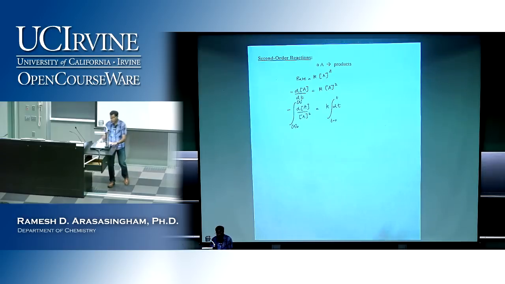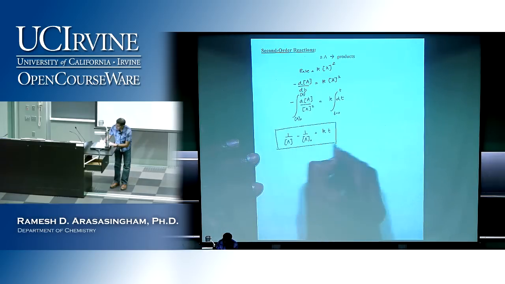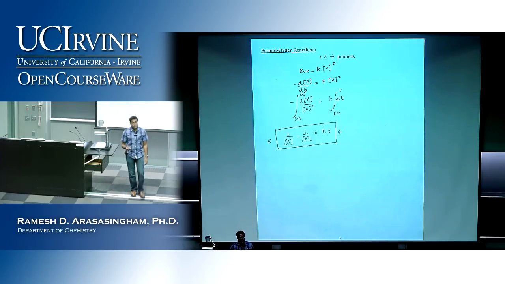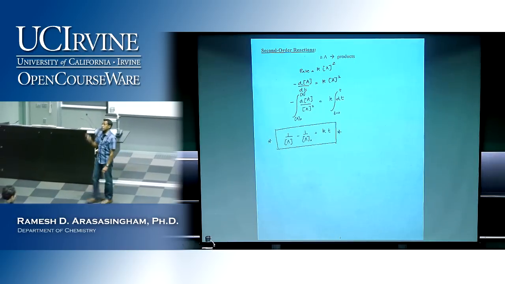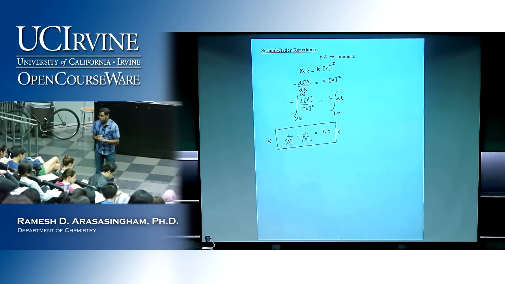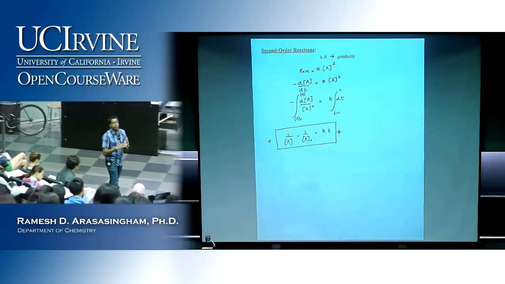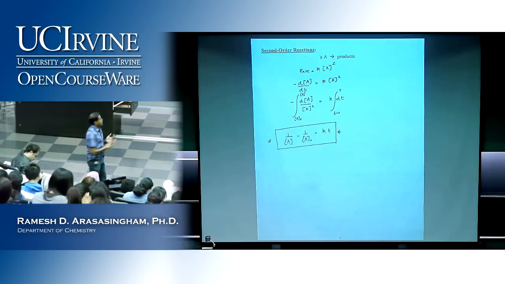If you integrate that, what you end up with is 1 over A minus 1 over the initial concentration equals Kt. So if it's a second order reaction, the integrated rate law, or the dependence of concentration on time, comes out to be in this form. Okay? So you need to know this equation. I won't give you these equations, so you need to know whether it's a first order, what the equation should be. You need to know what the equation would be for a second order reaction.